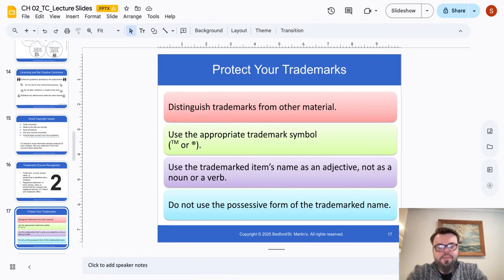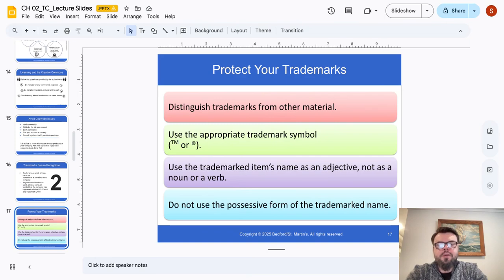Finally, avoid using the possessive form of a trademark name because that also encourages people to treat it as a generic term. These may seem like small stylistic choices, but they have real legal consequences.